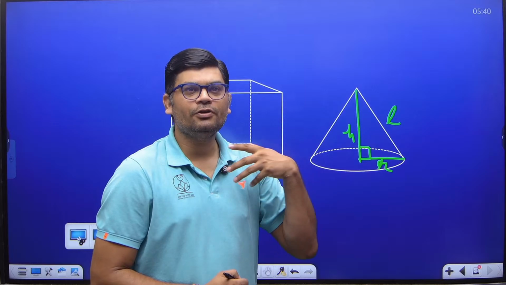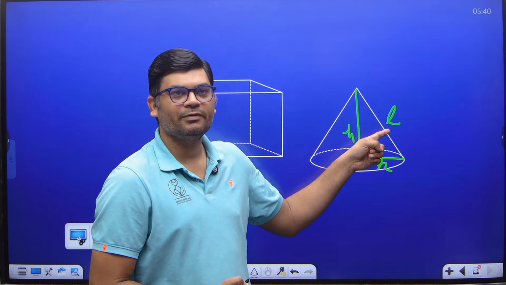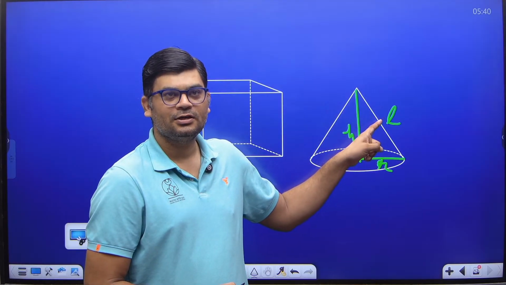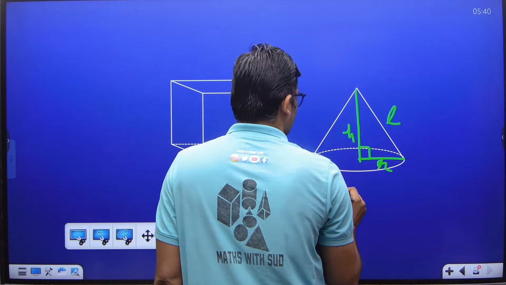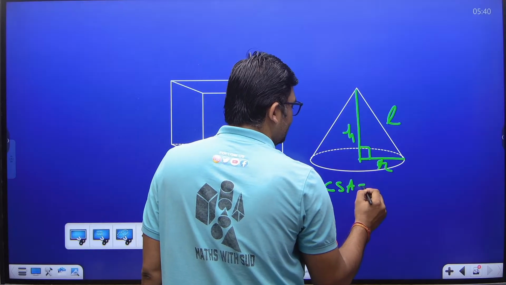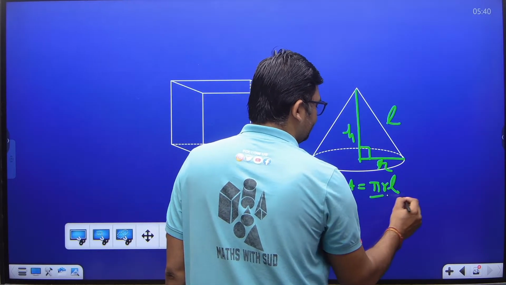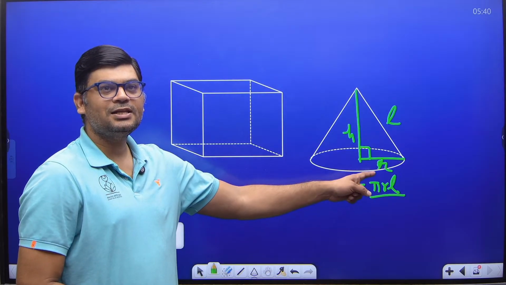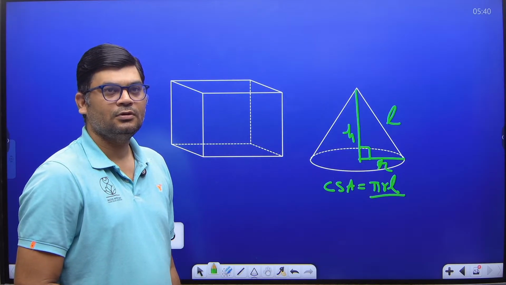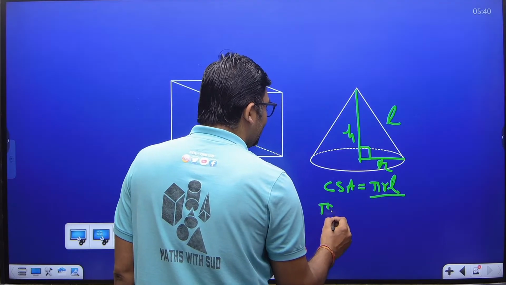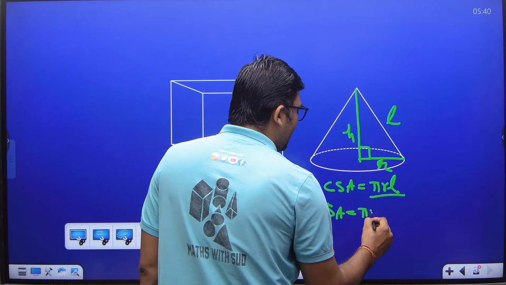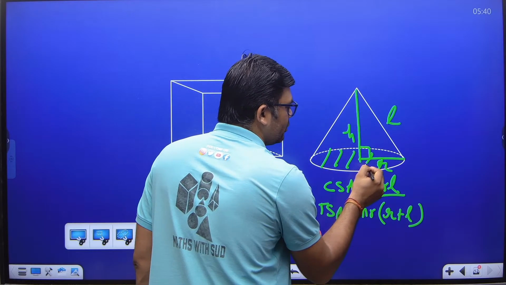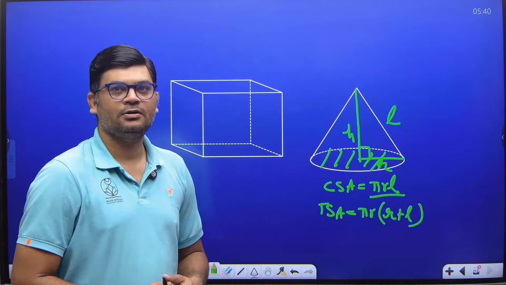You will not be given L. You will be given radius and height, so you have to find this. The formula for cone is CSA is pi r L, where L is the slant height. And if you want to find the total surface area, the formula will be pi r, in bracket r plus L, because this area will also include the base area.